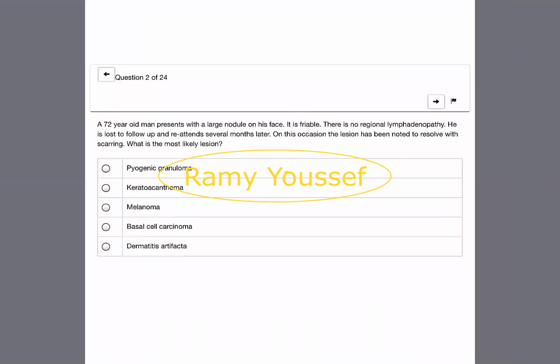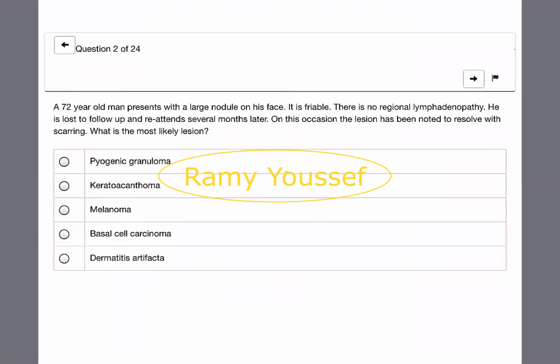Next question, Dr. Nuran. A 72-year-old man presents with a large nodule on his face. It's friable. There's no regional lymphadenopathy. He is lost to follow-up and reattends several months later. On this occasion, the lesion has been noted to resolve with scarring. What is the most likely lesion?